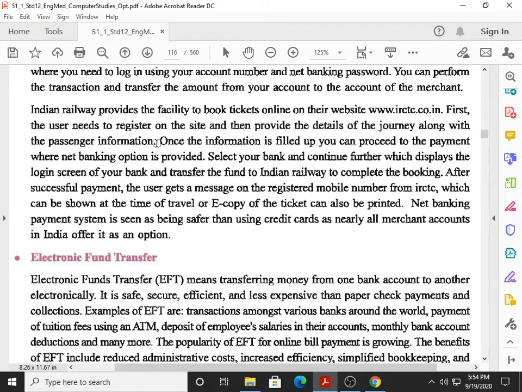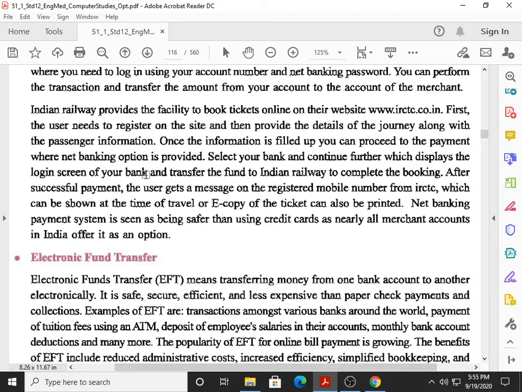After you log in on the Indian Railway website, you have to provide your journey details: from which station to which station, how many members want to travel. Okay. Once the information is filled up, you can proceed to the payment where the net banking option is provided. So you can go to the net banking area, select your bank and continue further, which displays the login screen of your bank. Like on Indian Railway, if I click on SBI, then the SBI screen which I showed you just before 30 seconds will open and you have to log in.